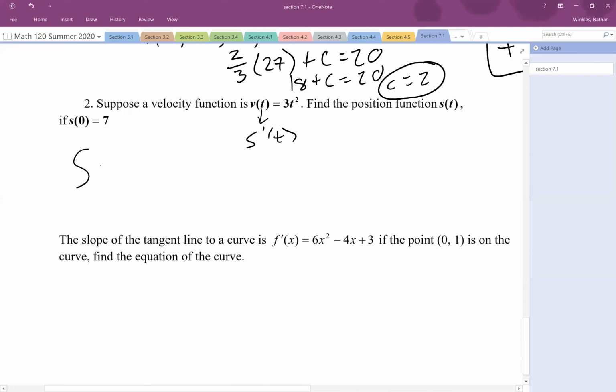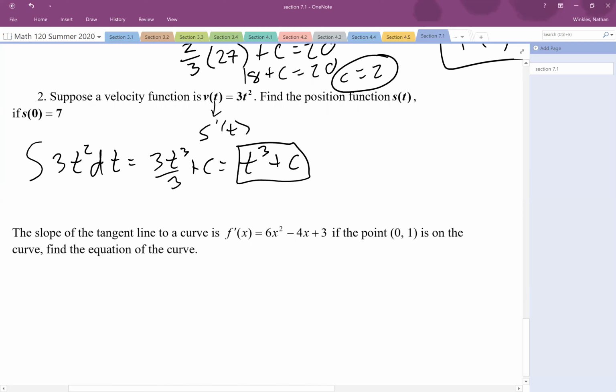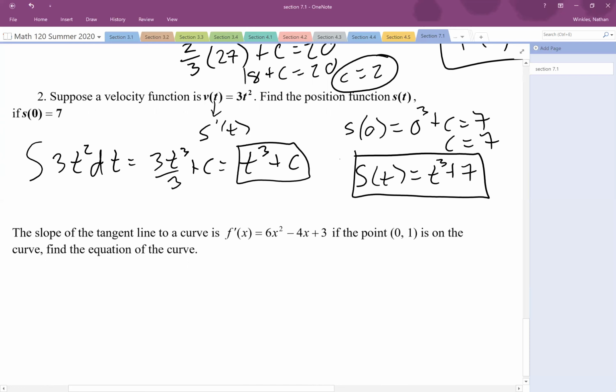So if we integrate 3t squared dt, we get 3t cubed over 3 plus c, or t cubed plus c. But then we're told s of 0 is equal to 7. So s of 0 is equal to 0 cubed plus c must equal 7. So c equals 7. So our function s of t is equal to t cubed plus 7 as our final answer here.